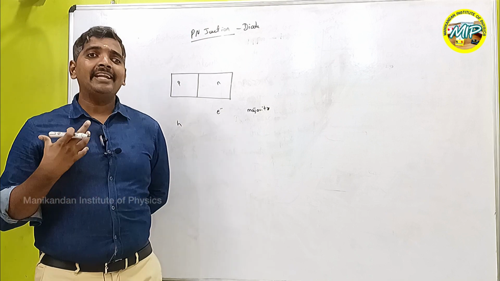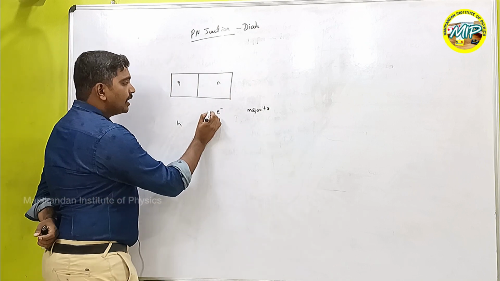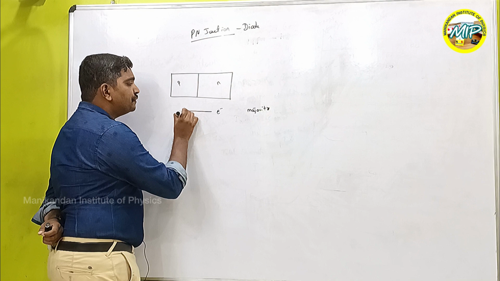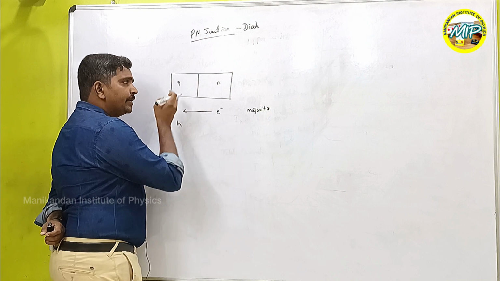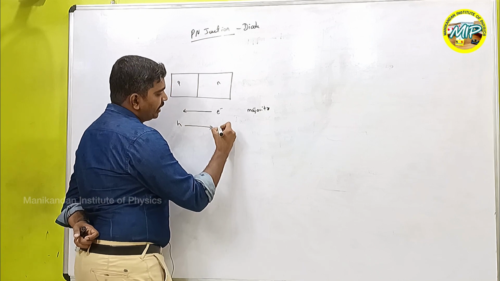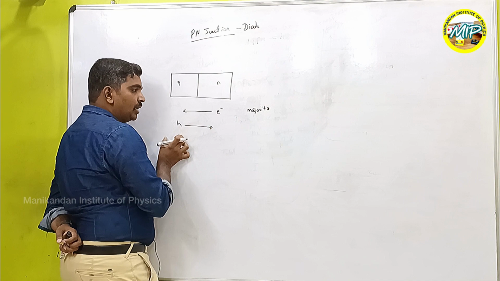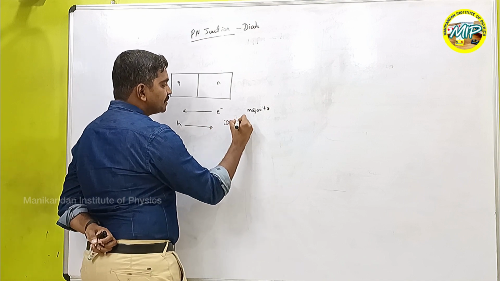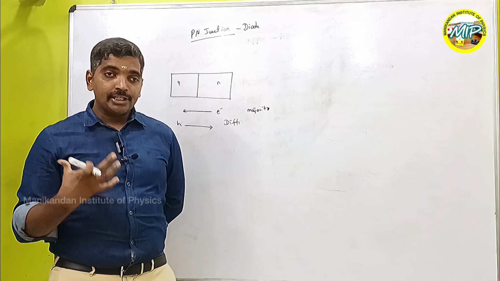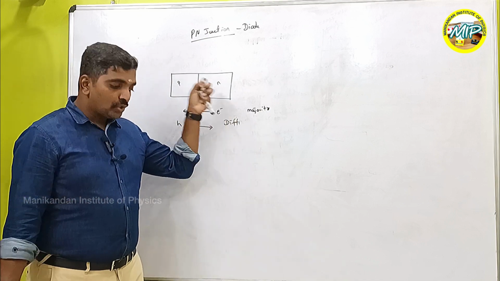Because of the concentration gradient, we have a large number of electrons here, so the electrons diffuse from here to here. Here we have a large number of holes. The holes diffuse from here to here. So this is called electron diffusion. This is called hole diffusion. This process is because of the concentration gradient.